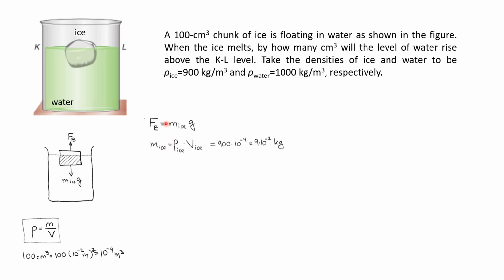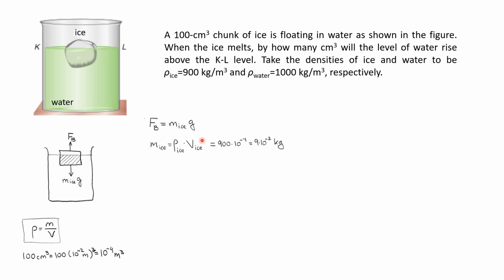So as we mentioned, the buoyant force has to be equal to the weight of the ice. G we know, g is equal to 10 meters per second squared, but let's write down the equation for the mass of the ice. The mass of the ice is going to be the density of the ice times the volume of the ice, which is 900 times 10 to the minus 4, or 9 times 10 to the minus 2 kilograms. Okay, now we know the weight of the ice.